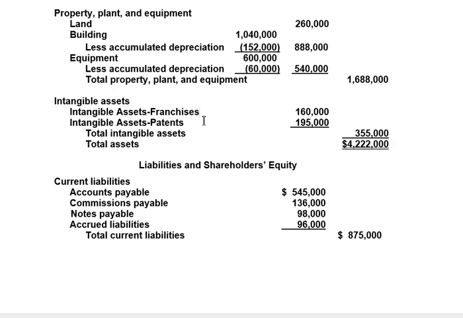Now the last type of non-current asset we have here are intangible assets, and you can see these are set up net of the accumulated amortization amounts. So in our case, we add them up and we get total intangible assets at $355,000.